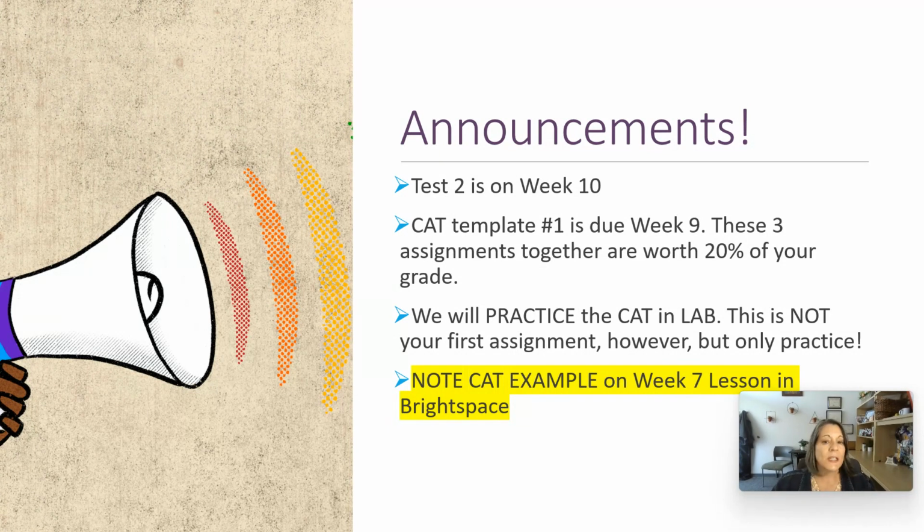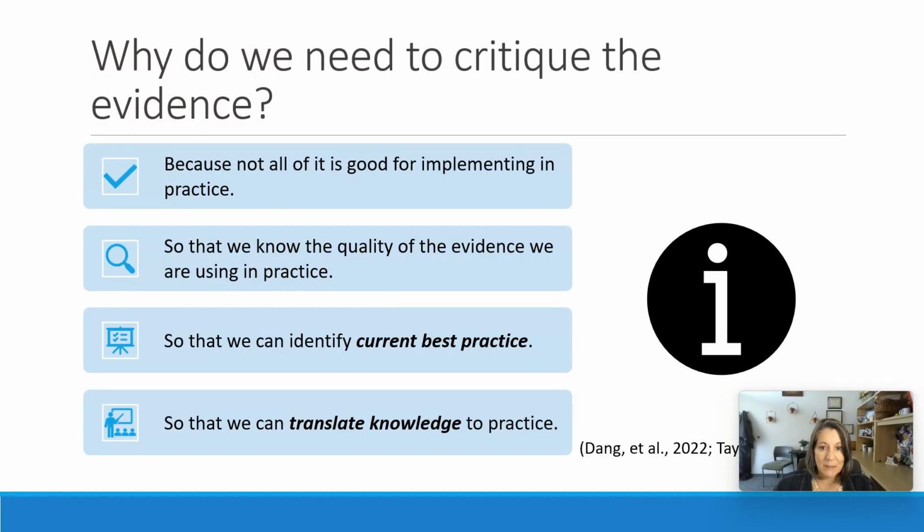We're going to be critiquing the evidence for ourselves, and you're going to be critiquing the articles that your research group is collecting. But I provided an example for you because it is a rather complex skill to develop. And so I want you to have what I want it to look like. So use that CAT example that's on the week 7 lesson in Brightspace to give you kind of a guide as to what it looks like, the level of depth that I'm looking for in regard to those assignments.